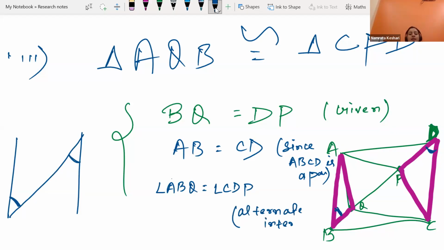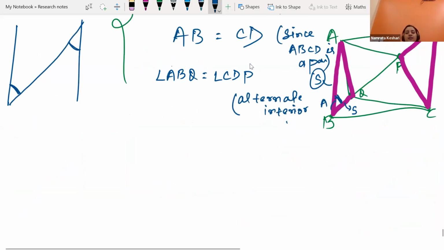Now let's check which congruency criteria is working. In each and every question, which congruency criteria? SAS. Okay, again SAS is working. How is everyone saying SAS?